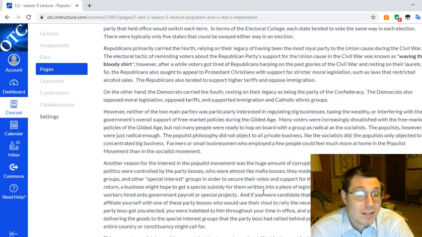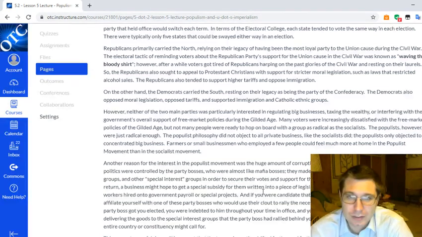The populist philosophy did not object to all private business, like the socialists did, at least in theory. Some socialists weren't quite so extreme, but some were. The populists, however, across the board, only objected to concentrated big business. They didn't object to small businesses or farmers working their own land. They didn't call for the government to run or nationalize agricultural production or anything of that sort.